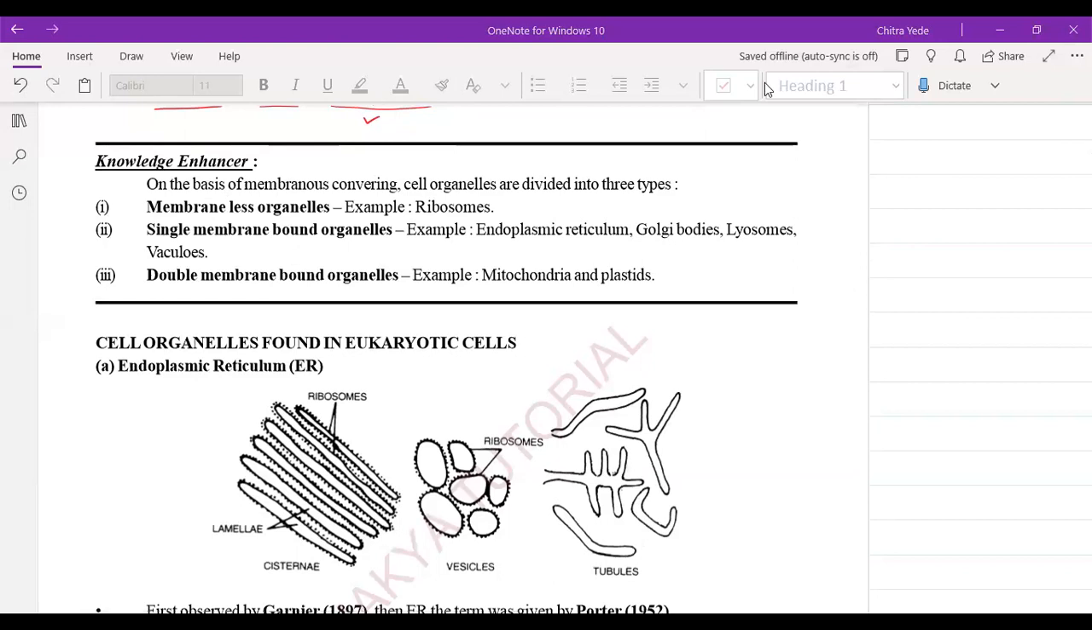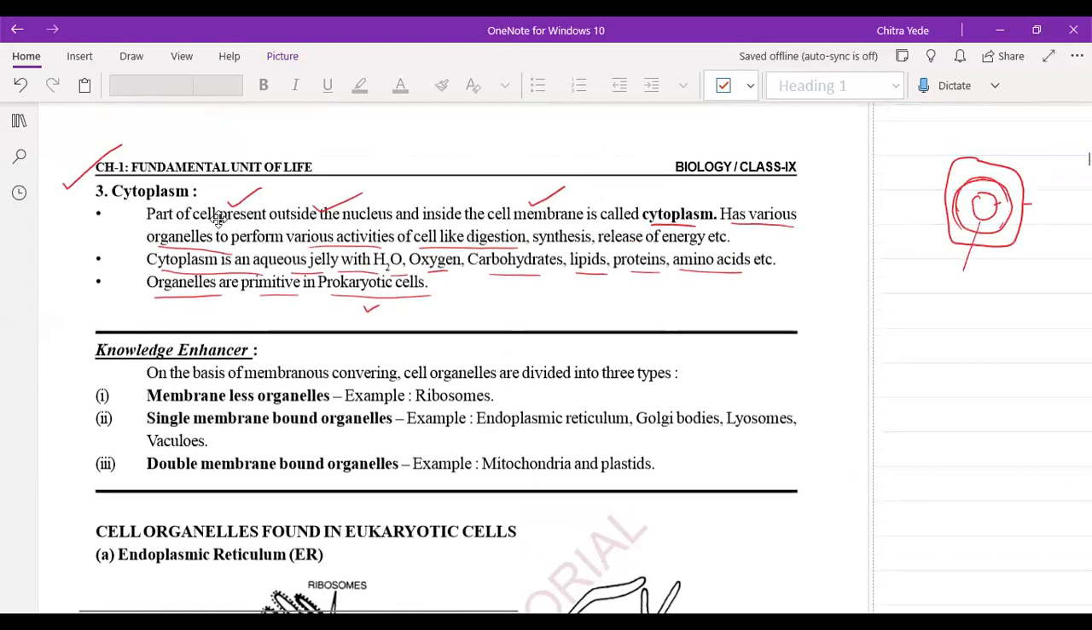Okay. So what we discussed here, cytoplasm part. Where were we? I think cell organelles, no? Okay. So organelles are primitive in prokaryotic cell. Primitive means not well developed. Like we already went through eukaryotic and prokaryotic cell. In prokaryotic cell, cell organelles are not well membrane bound. So they are primitive in nature, right?